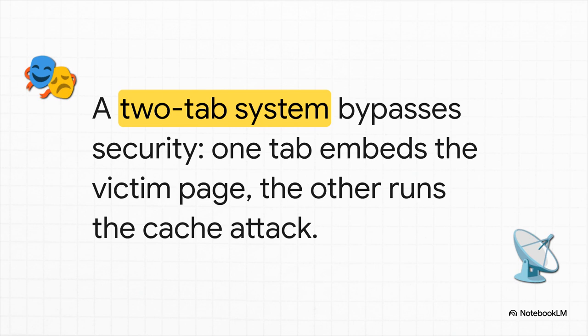See, browsers now stop a single page from both embedding other websites and using the kind of high-precision timers you need for a cache attack. The attacker's solution? They just use two tabs. One tab has the victim's website embedded in it. A second, completely separate tab runs the attack code. And the two tabs secretly talk to each other by passing messages through the attacker's own server. It's a classic two-person job.